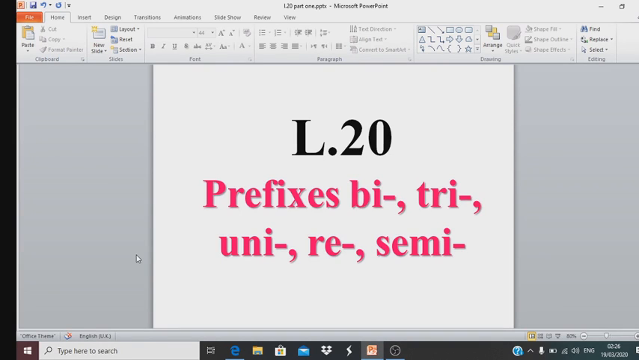Good morning, dear students. Today we will continue our spelling lesson. Lesson 20, prefixes by, try, uni, re, and semi.